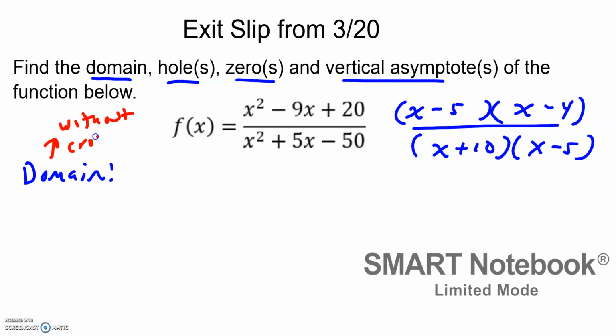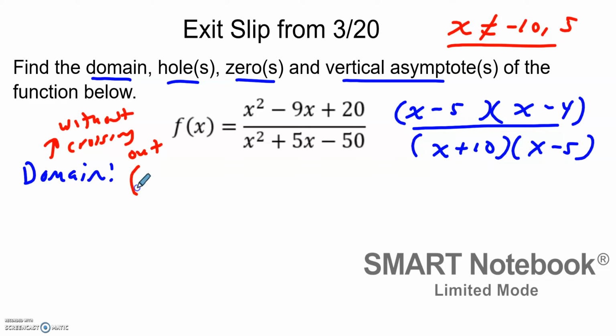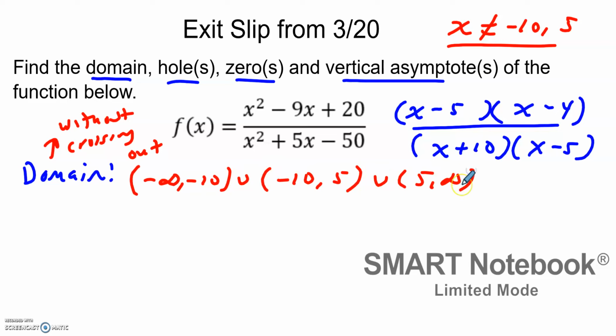Without crossing out. Sorry about my handwriting on here. So this function, if you look at the denominator right now, we know we can't divide by 0 in math. So the two values that would cause your denominator to be 0 are -10 and +5, because you set both of these equal to 0 in your head. So if x cannot be these two values, your domain is everything else but those values. So it'd be -∞ to -10, union -10 to 5, union 5 to infinity.